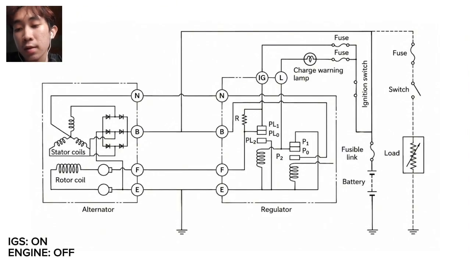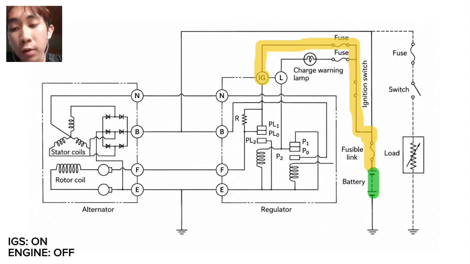The first condition is when the ignition switch is turned on while the engine is off. Now we are going to explain the path of the electricity flowing inside a charging system. First, the current enters from the battery through the fusible link and the ignition switch, the top fuse, and into the ignition terminal of the regulator and through the PL1.